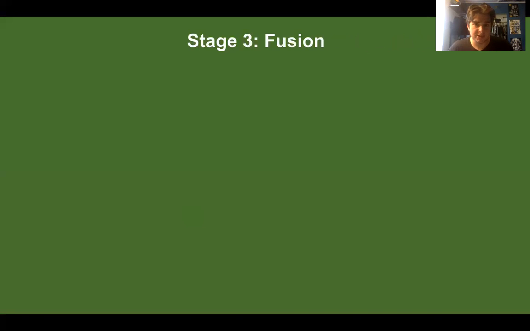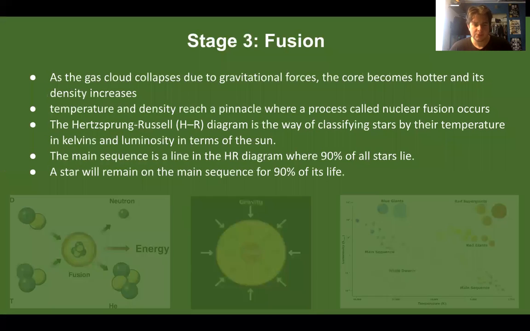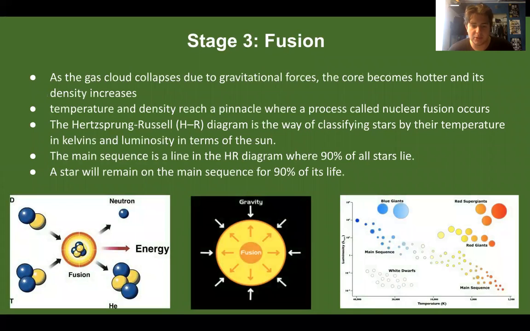The third stage in a star's evolution is fusion. As the gas cloud collapses due to gravitational forces, the core becomes hotter and its density increases. Eventually, the temperature and density reach a pinnacle where a process called nuclear fusion occurs. Fusion is the action of combining lighter atoms to form heavier atoms.